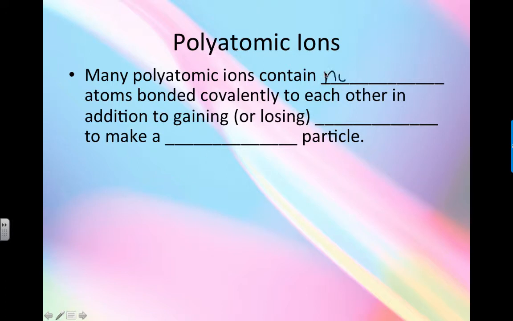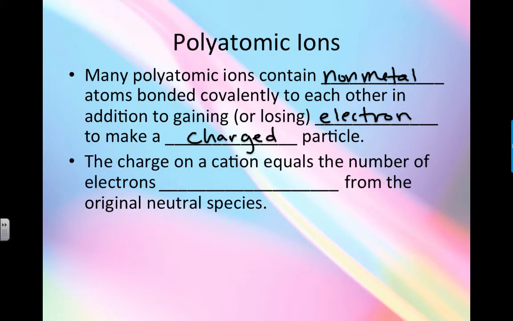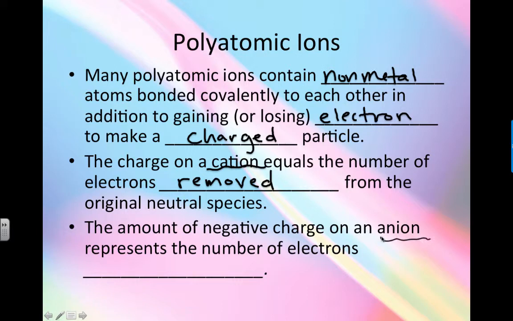Polyatomic ions contain non-metal atoms that are covalently bonded to each other in addition to gaining or losing electrons so that they could make a charged particle, because that's what ions are, charged particles. So if you have a cation, or a positively charged ion, then the number of electrons that have been removed from your neutral species is equal to the charge on that cation. On the other hand, if you have an anion, which is a negative ion, then the negative charge on that anion represents the number of electrons that have been added to it.